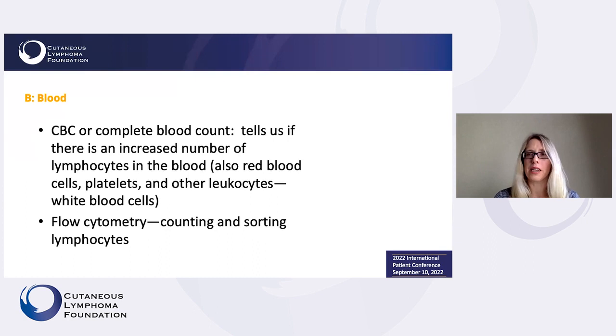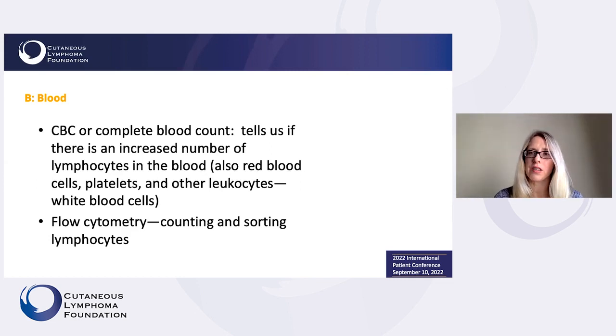Finally, we look at the blood, and there's a variety of different tests we can do. The main one we do is called a CBC, or a complete blood count. And that looks at your red blood cells, your white blood cells, and your platelets, and tells us how many they are. That doesn't tell us if they're abnormal, but we do get to see if there's an increase or decrease in what we expect to see.